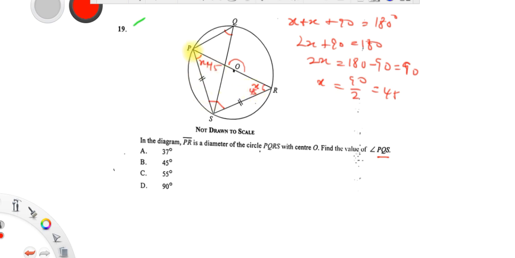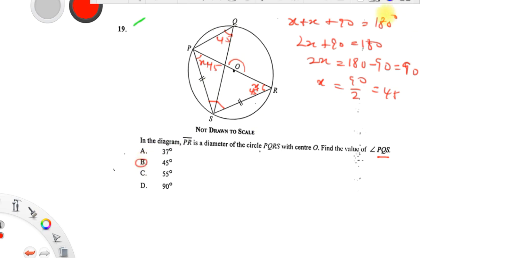Since this angle is formed by this arc, and this angle is also formed by this same arc PS, it means that angles formed by the same arc at the circumference are equal. Therefore, this one is also 45 degrees. So the correct answer is B, guys.